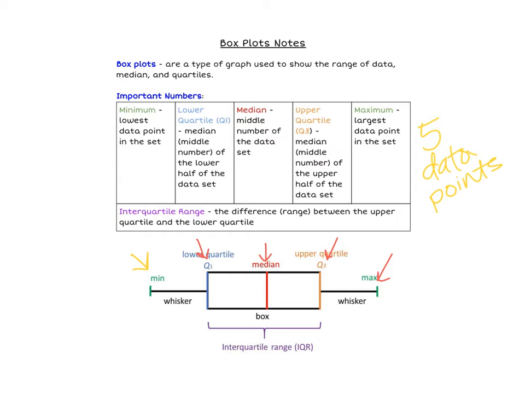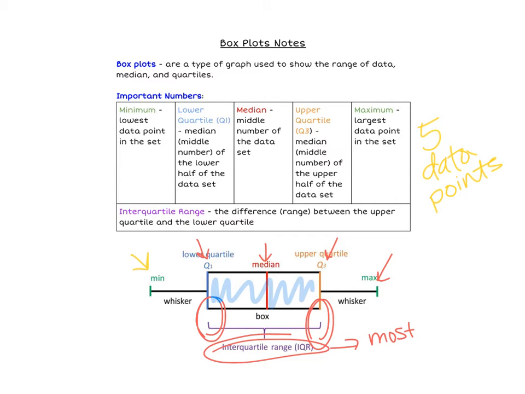The last thing about a box plot is the interquartile range, and that's where we take the upper quartile value and we subtract the lower quartile value, and we get the interquartile range. And this is where most of the data lies. So when we're looking at a set of data, where most of the data is going to be is in that interquartile range. And we'll talk about that a little bit later.